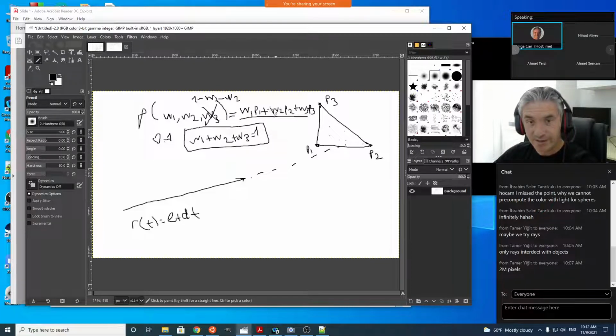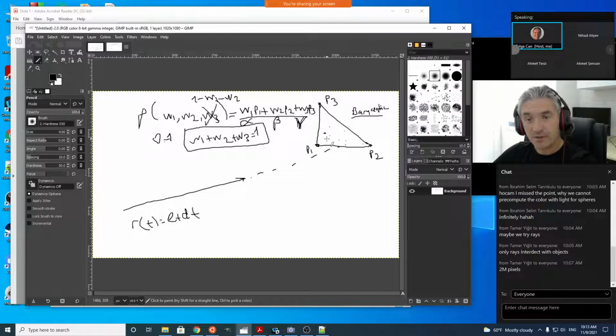So this weighted average is one thing we can use to represent it. And these W1, W2, W3, we are going to replace them with some Greek letters. We are going to name them alpha, beta, and gamma. These alpha, beta, gamma values, these weights, are called the barycentric coordinates of a point. So this is the barycentric coordinate representation of a triangle.